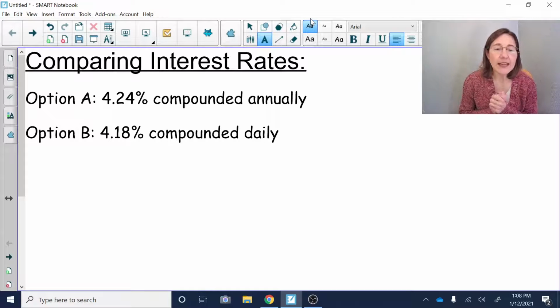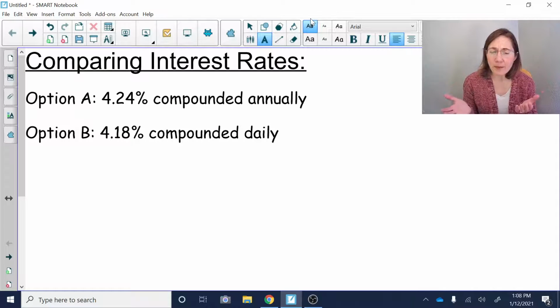So what I have right here is two options that we're considering for a bank account. One is going to pay 4.24% interest, and that's going to be compounded annually, so that means just one time a year. And then option B is going to be 4.18% interest, but it's going to be compounded every day. That would mean 365 times in a year that would be compounded.